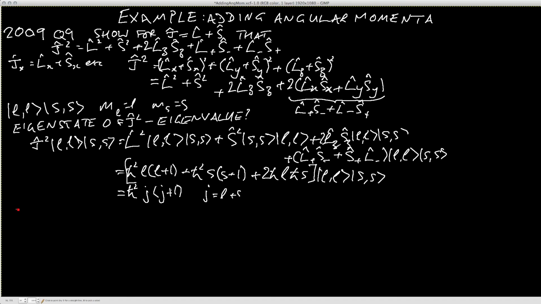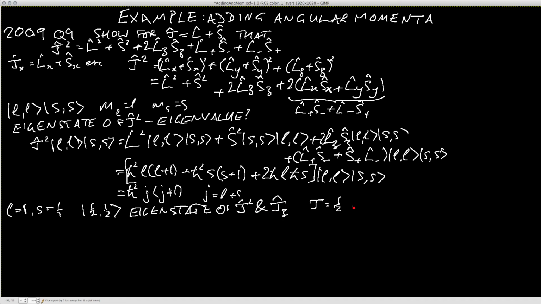That's entirely what you would expect, and that's reasonable. Now the final part says if we assume that L is equal to 1, and S is equal to a half, there is a state, a half comma a half, which is an eigenstate of J squared and JZ, with values J equals a half and MJ equals a half.